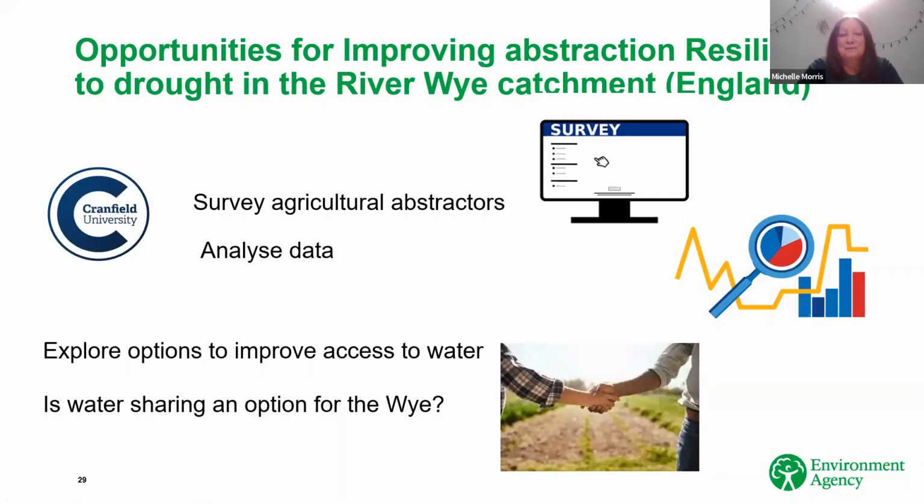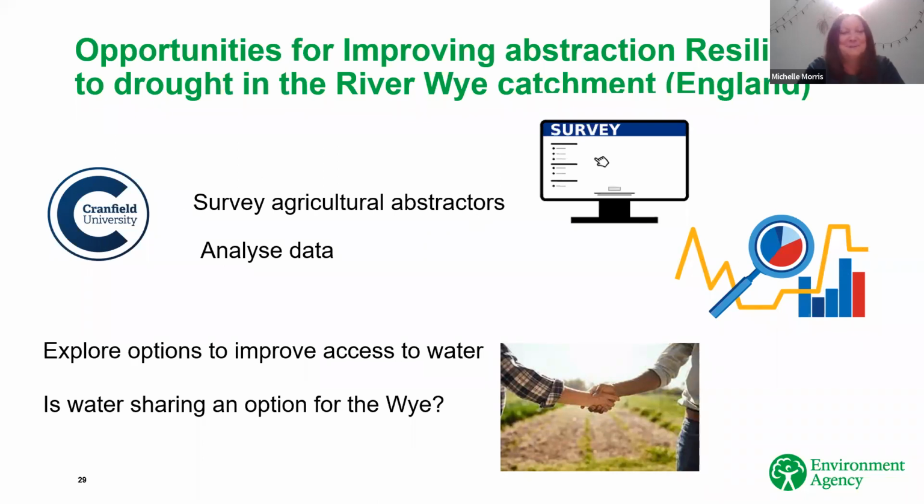Yes, so we've got Cranfield University MSc students that are going to be looking at opportunities for improving abstraction resilience to drought in the River Wye catchment. They're going to be surveying our agricultural abstractors and then analysing all of our licence data. And then from that, they'll put forward some opportunities and options that we might be able to take forward to improve access to water. And this includes looking at the water sharing approach and whether or not that will be a meaningful option for abstractors in the Wye.